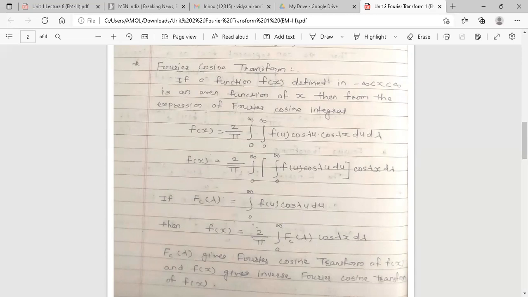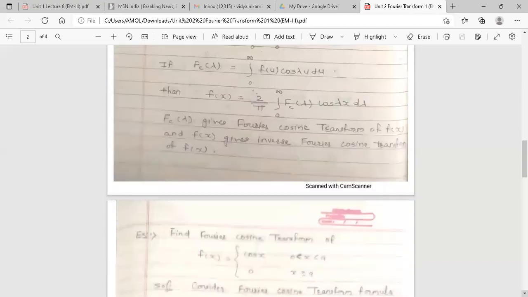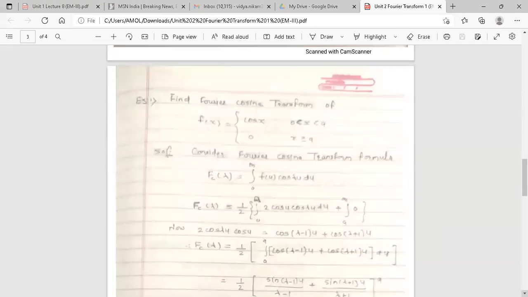Okay, so there are three concepts: Fourier transform, Fourier cosine transform, Fourier sine transform, and their inverses. So there are a total of six results. Now the examples based on these six results. The first example is here.